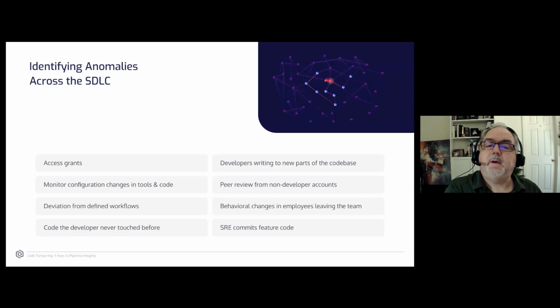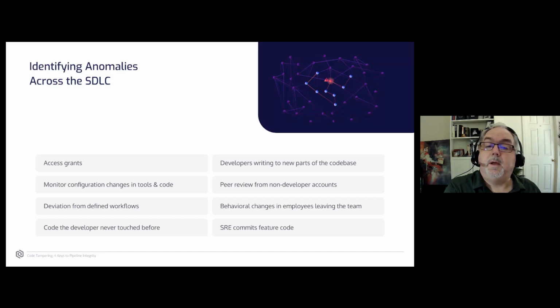Finally, identifying anomalies across the SDLC provides a way to detect tampering from malicious insiders and compromised credentials. Without anomaly detection, malicious behavior associated with authorized credentials would very likely go undetected. For example, if an attacker gains access to admin credentials, they may create new credentials for themselves or grant additional permissions to the account they're using.